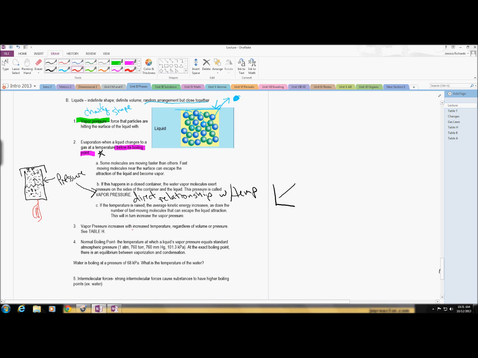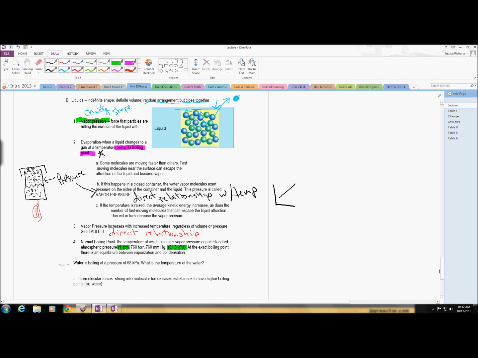The vapor pressure increases with increased temperature, so vapor pressure and temperature have a direct relationship. Normal boiling point is the boiling point at standard temperature and pressure. The two we're going to have to worry about are 1 atmosphere and 101.3 kilopascals. Torr and millimeters of mercury are just other measurements of pressure that you might also run into. And 760 torr or 760 millimeters of mercury are standard pressure for those units.